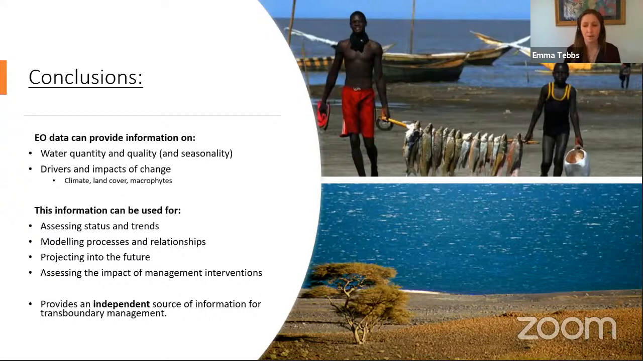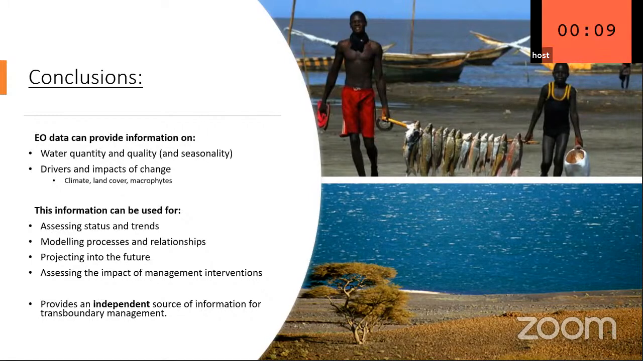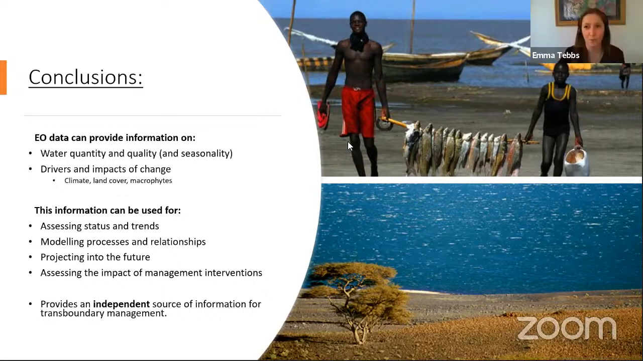So with the water hyacinth products, what we plan to do is produce something that's a useful resource for managers who want to assess how effective their treatment of water hyacinth is. And then a final point is that this also provides a useful independent source of information. So particularly for transboundary management of water resources, it can provide a useful independent source of information.